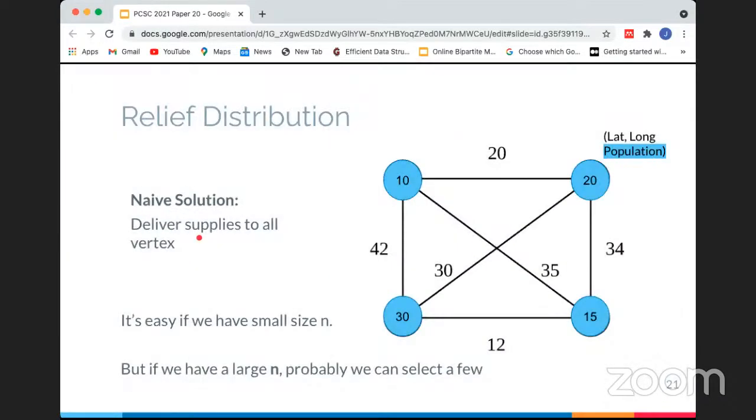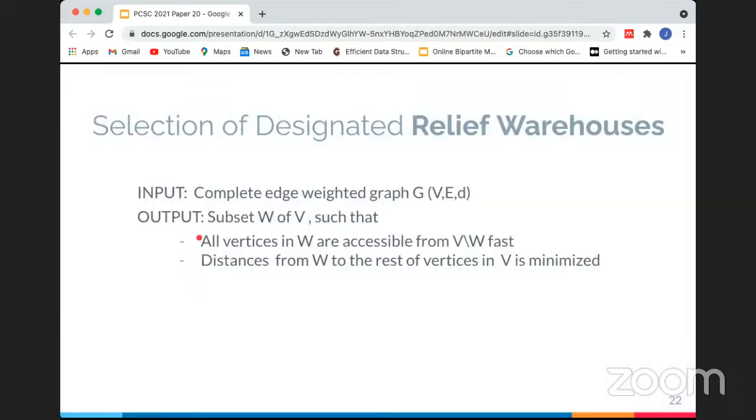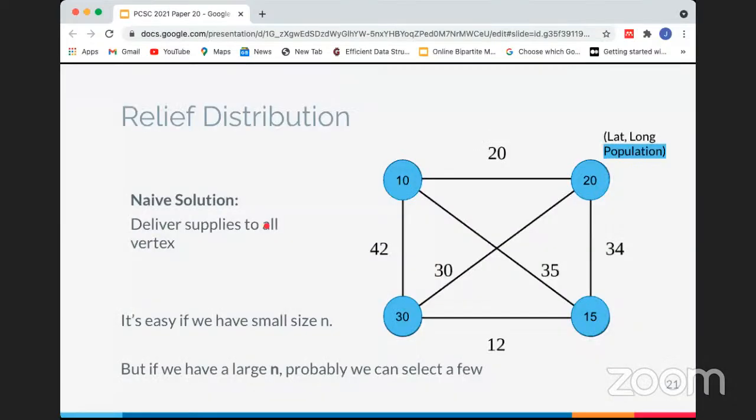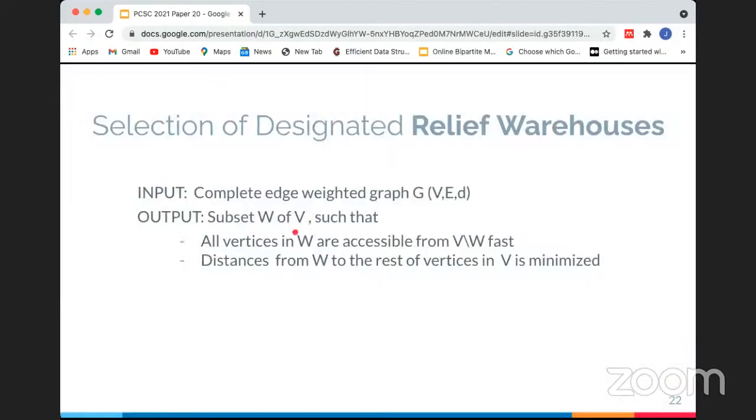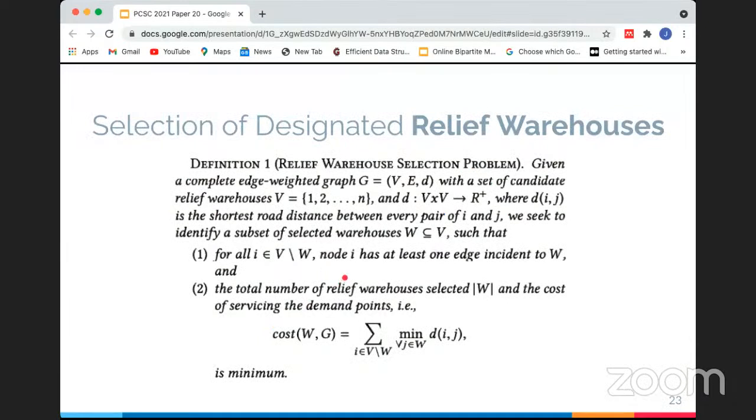But how can we further improve this naive solution? Probably we can select just a few. So the first problem that we wanted to solve is how to select designated relief warehouses. So we modeled the problem by just stating the input and output. So this is the informal definition. Input is a complete edge weighted graph, and the output is a subset of those vertices, as I showed a while ago, a subset of the vertices such that all vertices in W are accessible from the rest of the vertices in a very fast manner, and the distances from W to the rest of the vertices is minimized. So we actually have a formalization of that definition, and we have the relief warehouse selection problem as stated here.